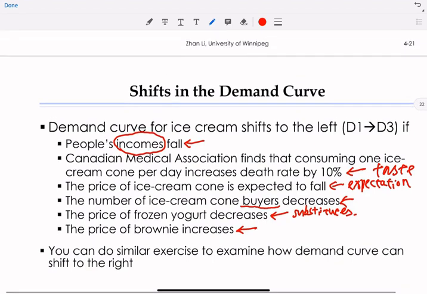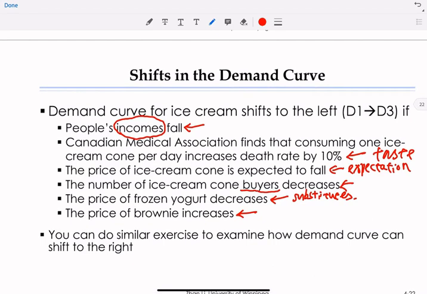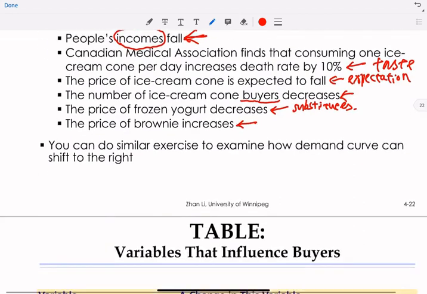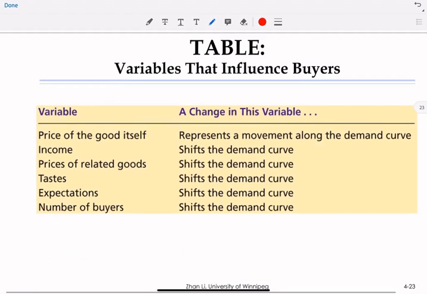Of course, you could do the exercise and see what kind of factors would move the demand curve to the right. This is easy, right? For example, if people's incomes increase, then you will observe the demand curve should shift to the right, right? Okay, now let's summarize.